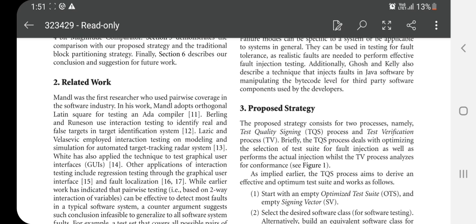The proposed strategy consists of two processes, namely the test quality signing process and the test quality verification process. The TQS process deals with optimizing the selection of the test suite for fault injection, as well as performing the actual injection, while the TQV process analyzes for conformance.